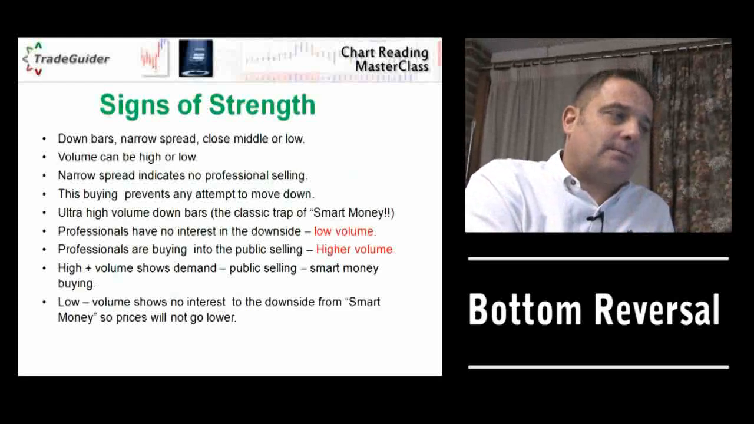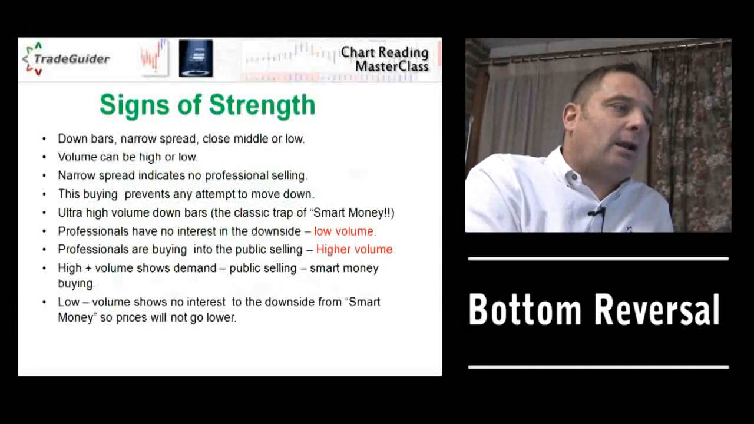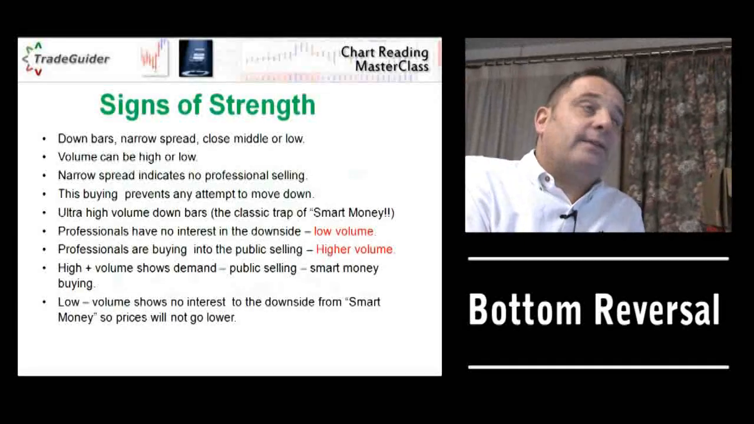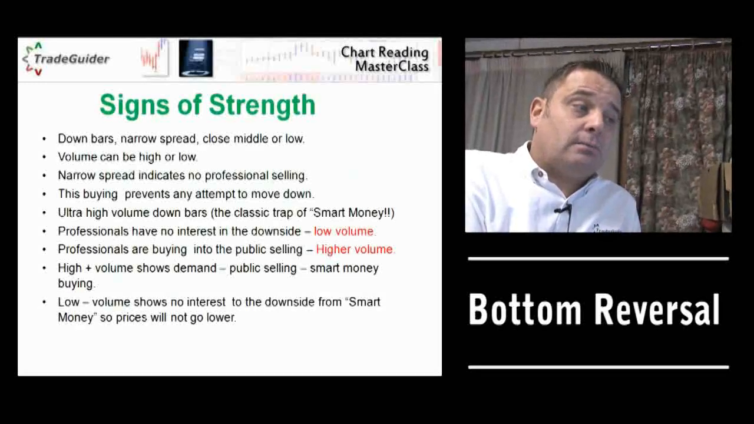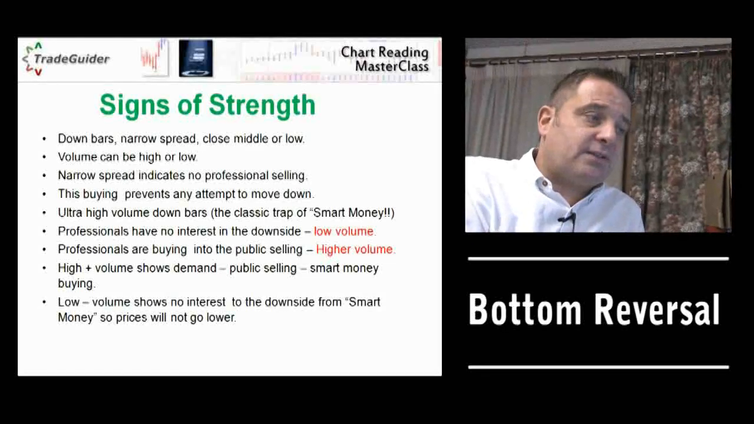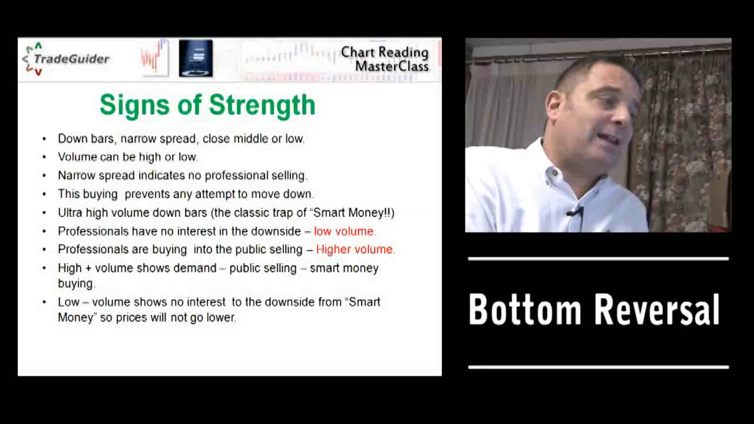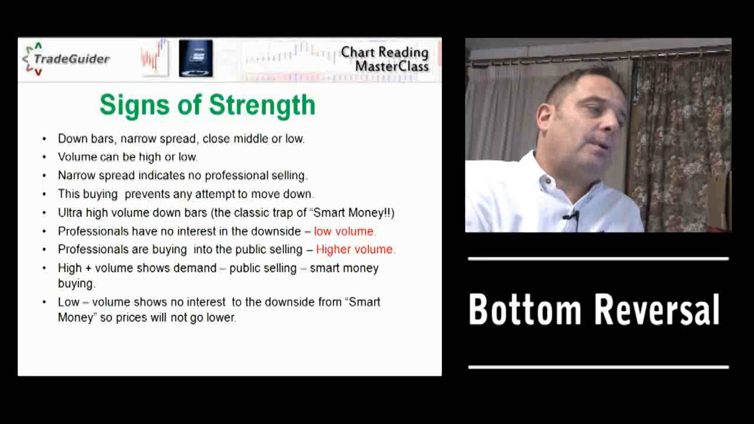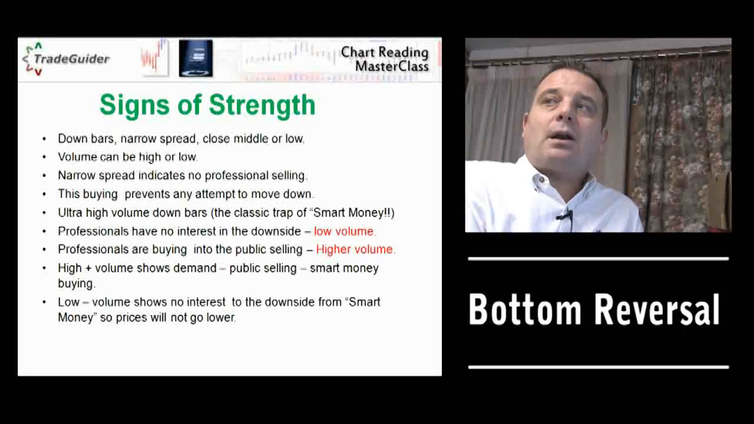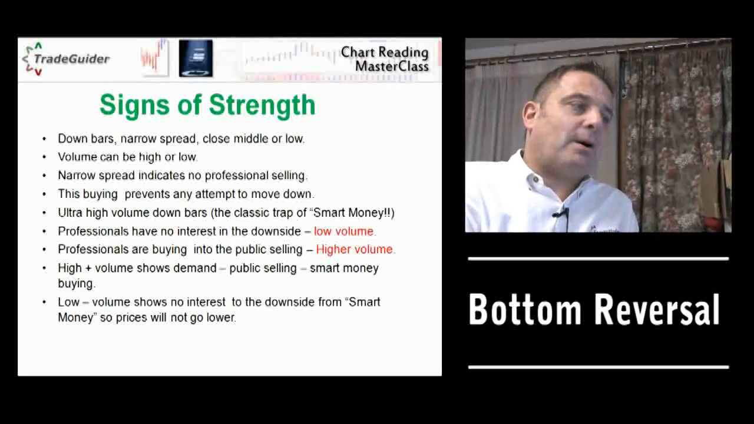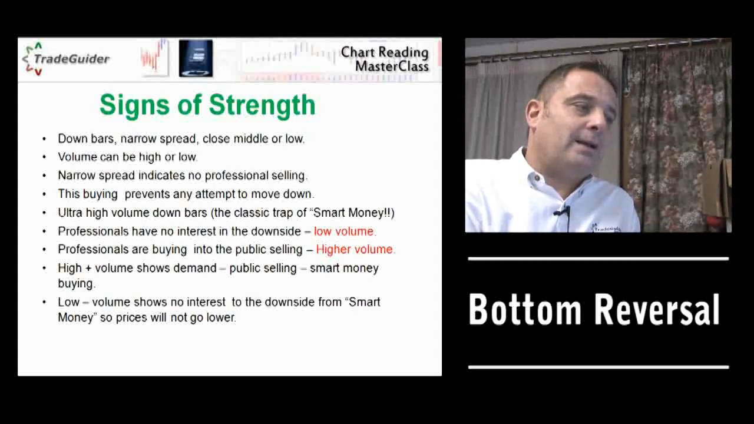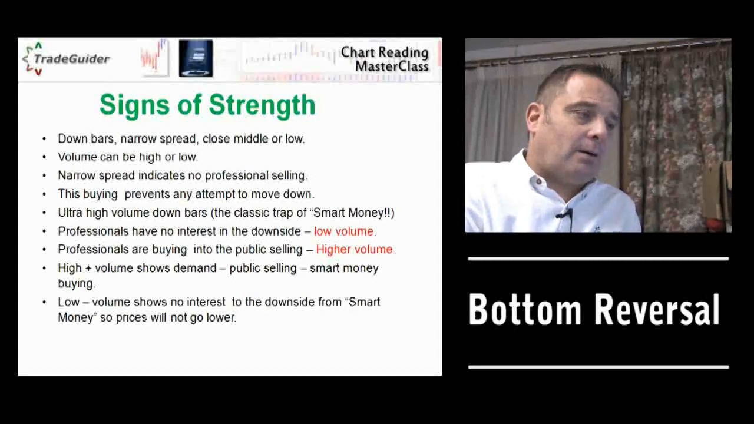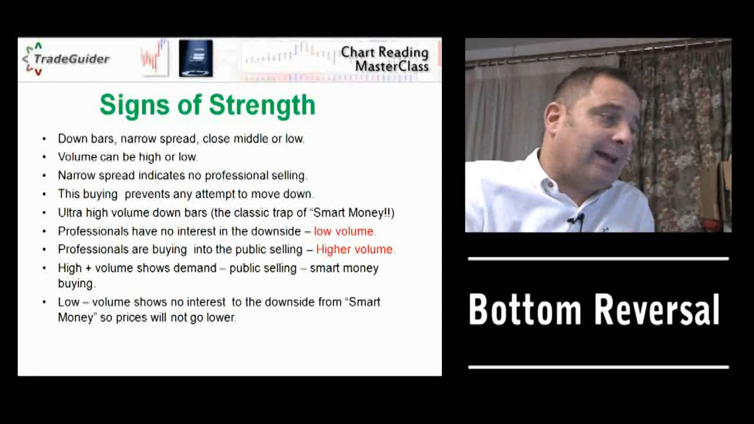They're down bars, okay? Narrow spread closing in the middle or low. The volume can be high or low, much the same as signs of weakness, but this time they're not on up bars, they're on down bars. And let's remember, a down bar is a price bar that closes lower than the bar behind it. Okay, that's important.